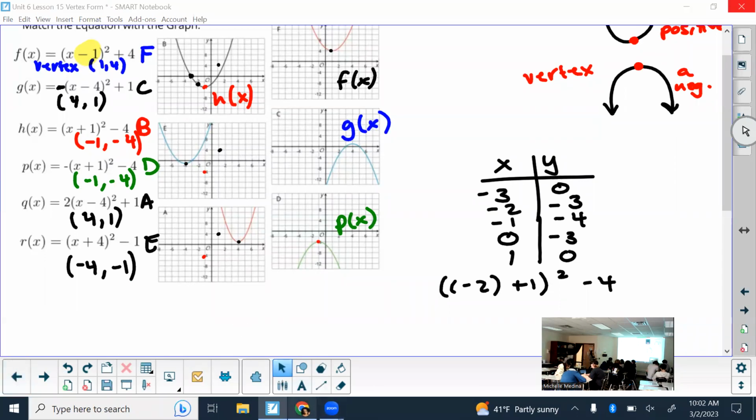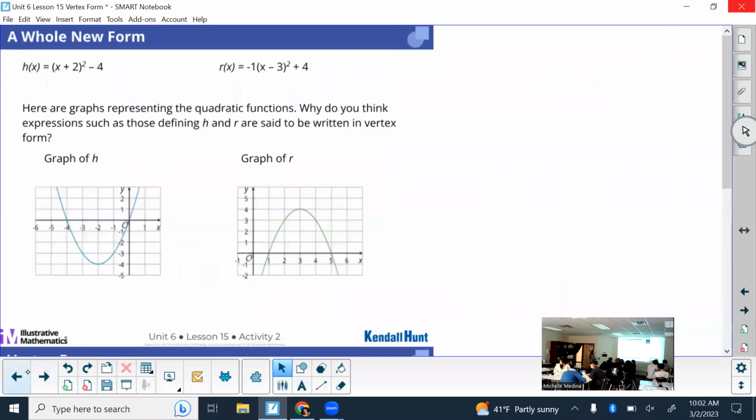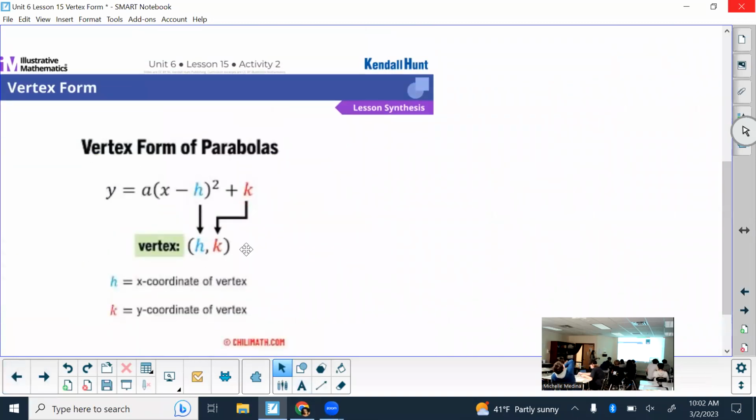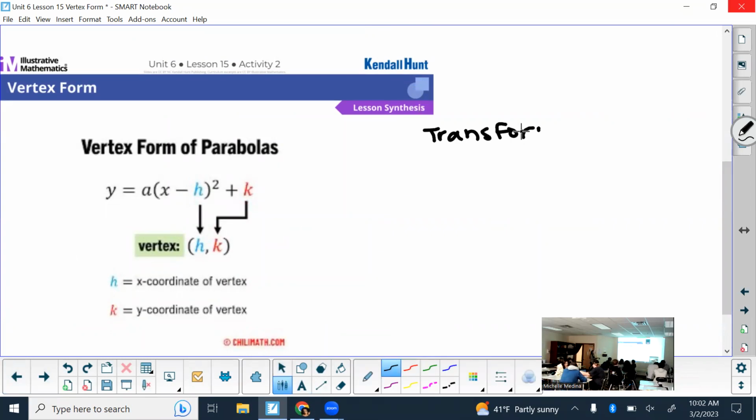One other pro of using vertex form, so we're probably going to go back to the 15 paper for this, is you can see the transformations. So transformation, and I'll just put it next to this, kind of make a little cheat sheet. Transformations are when something transforms, like when something moves. When we're talking about transformations, we're going to talk about transformations of the parent graph. So do you remember what the parent graph is?